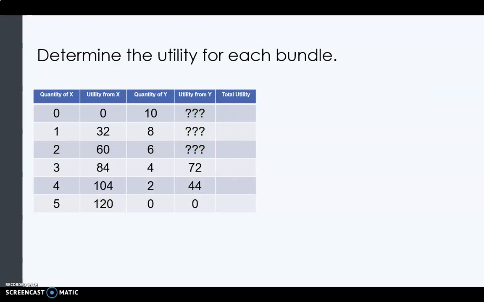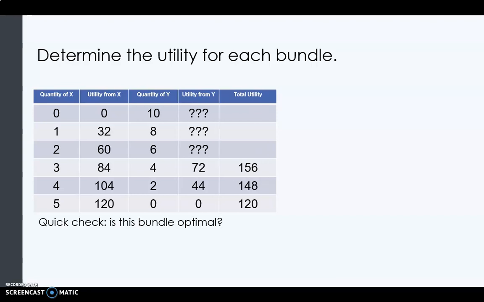Okay. So now we can just add in our total utility. Nothing here, nothing here, nothing here, because we don't know. If we need to figure it out, we can do a sanity check later on. For the first one, we have 84 plus 72, gives us 156. Then we have 104 plus 44. What's that going to give us? It's going to give us 148. And then for our last bundle, we have just the 120, because 120 plus 0 is 120. It's the additive identity.